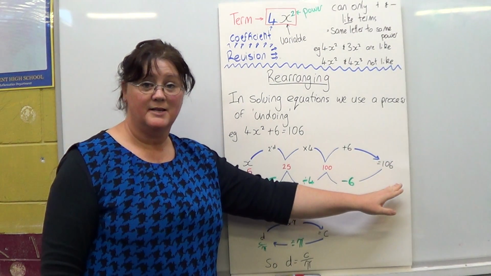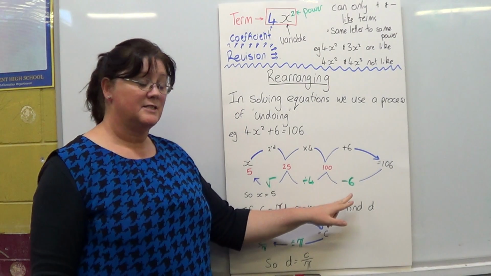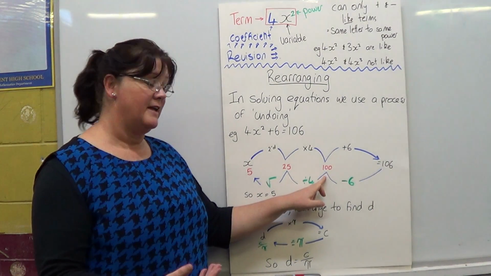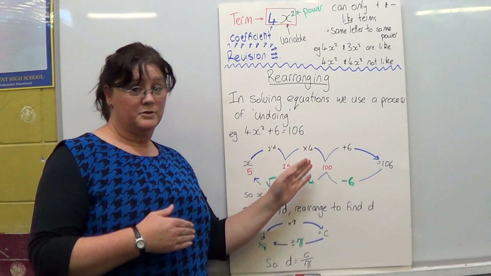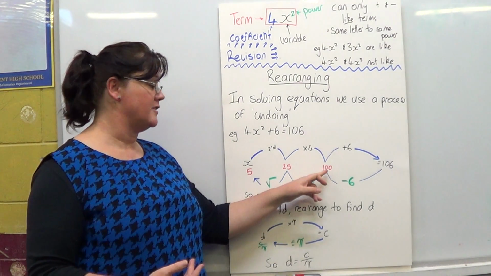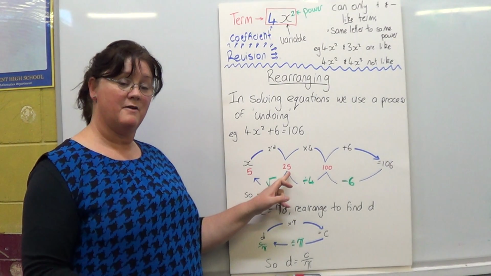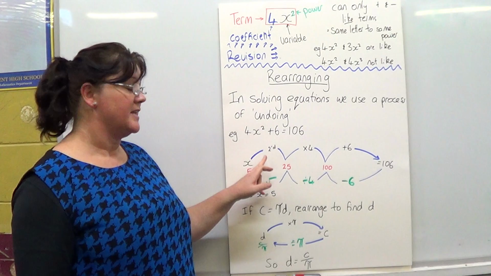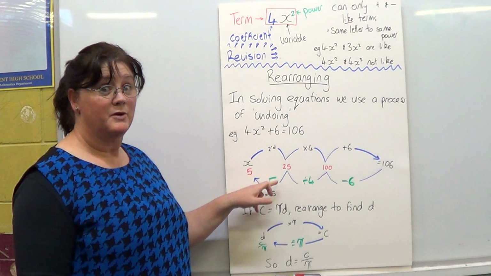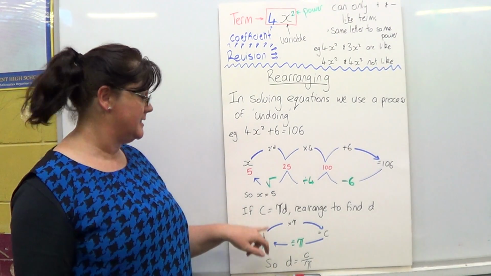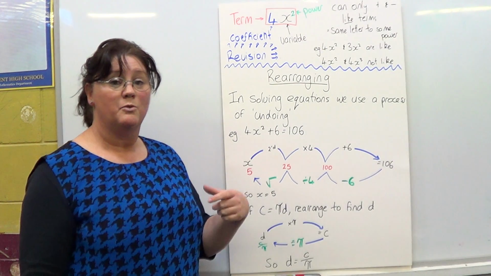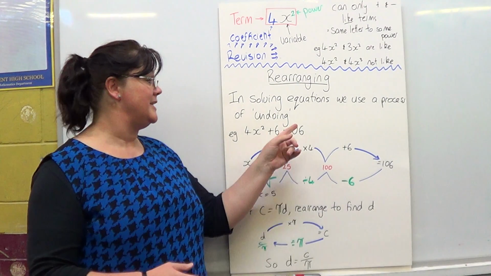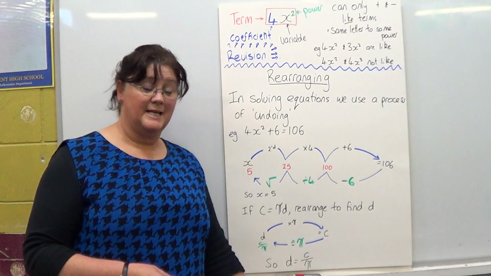To undo that, we've got to subtract 6 first. So 106 take away 6 gives us 100. And then we have to divide by 4 because divide's the opposite of times. 100 divided by 4 gives us 25. And the last thing was the opposite of squared is square root. So we have to square root 25. Square root of 25 is 5. So x equals 5.